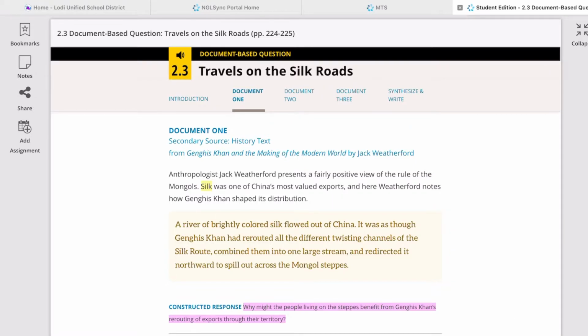A river of brightly colored silk flowed out of China. It was as though Genghis Khan had rerouted all the different twisting channels of the Silk Route, combined them into one large stream, and redirected it northward to spill out across the Mongol steppes. Now, from that excerpt, the question is, why might the people living on the steppes benefit from Genghis Khan's rerouting of exports through their territory?